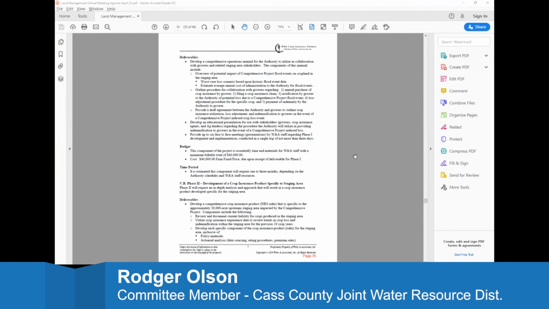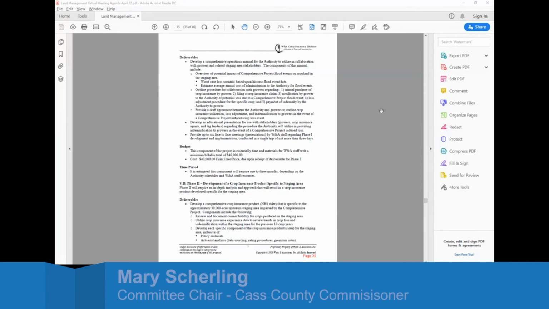I think this is a good step forward, and I would highly recommend that the Land Committee recommend to the Finance Committee to accept this proposal and get Watson Associates going on this. Great. Any questions or comments from anyone?